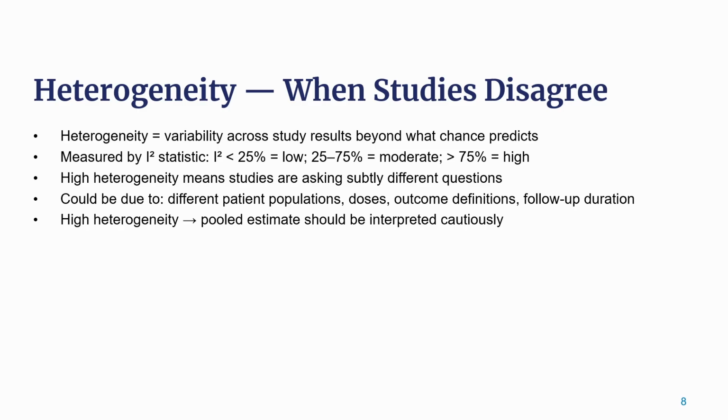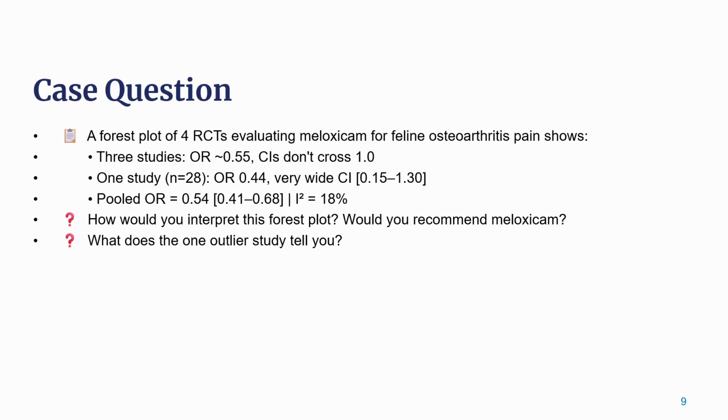The I-squared statistic quantifies this. Under 25%, studies are reasonably consistent. Above 75%, the studies are so different that pooling them may not make scientific sense, like averaging apples and oranges. Always look for this in a meta-analysis. If I-squared is high, read the individual studies and see which patient population most closely resembles your own patient before applying the results. The case question, take a moment to think through this.